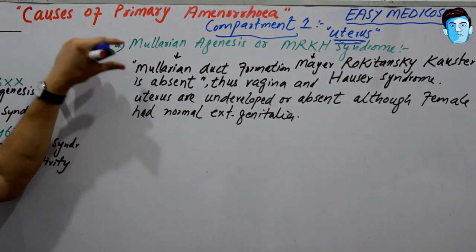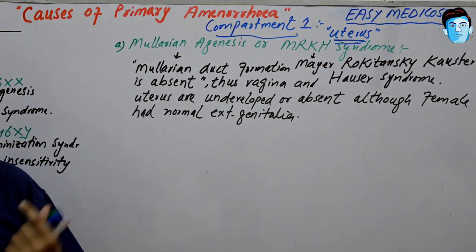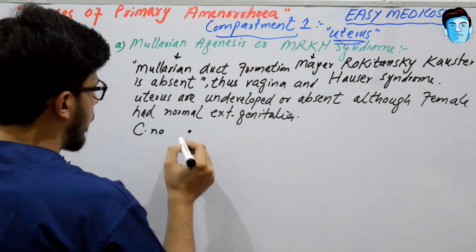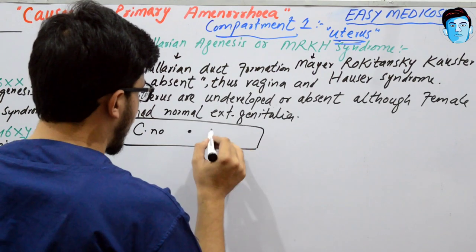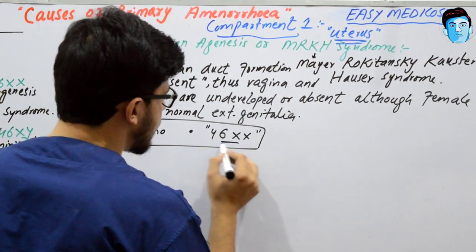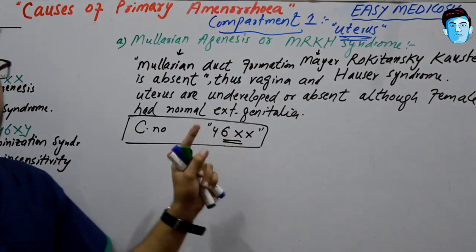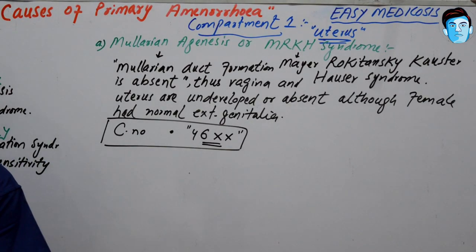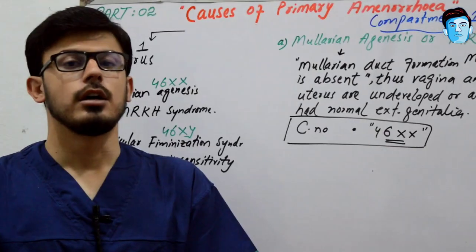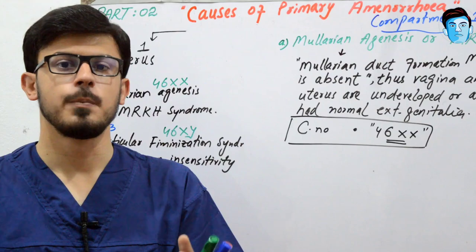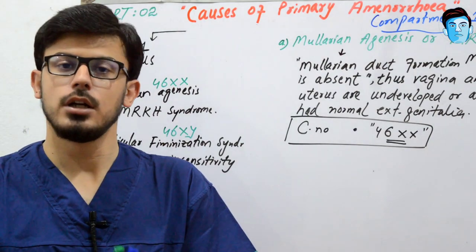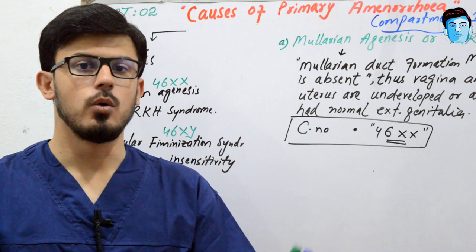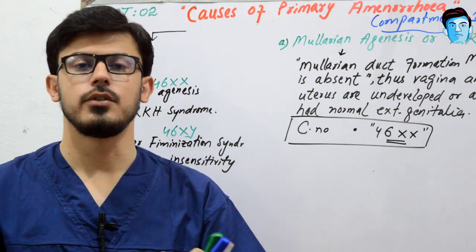So the most important point is, what is the chromosome number for the Mullerian agenesis condition? In these patients, the chromosome number is 46 XX. As you know, the sex of the baby is determined by the Y chromosome, not by the X chromosome. It is the sex related region on the Y chromosome, the SRY gene, which is responsible for making the testes. So if there are two X chromosomes, the gonads will likely differentiate into the ovary. If there is an XY chromosome, the gonad will likely differentiate into the testes.